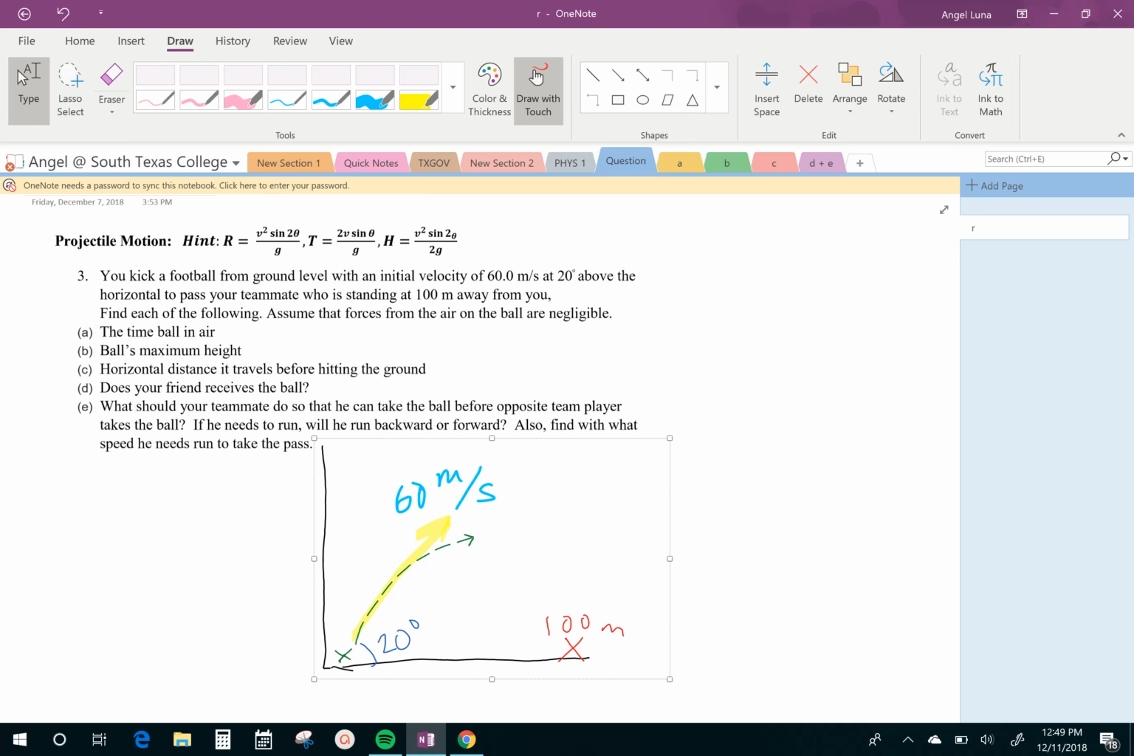Here I have an illustration of what's happening in this question. The green X represents the ball. The dotted green arrow and the yellow arrow represent the direction the ball will be traveling and the parabolic curve the ball will naturally make. The red X represents the receiver who is standing 100 meters away from the position where the ball is kicked. Now let's answer question A.